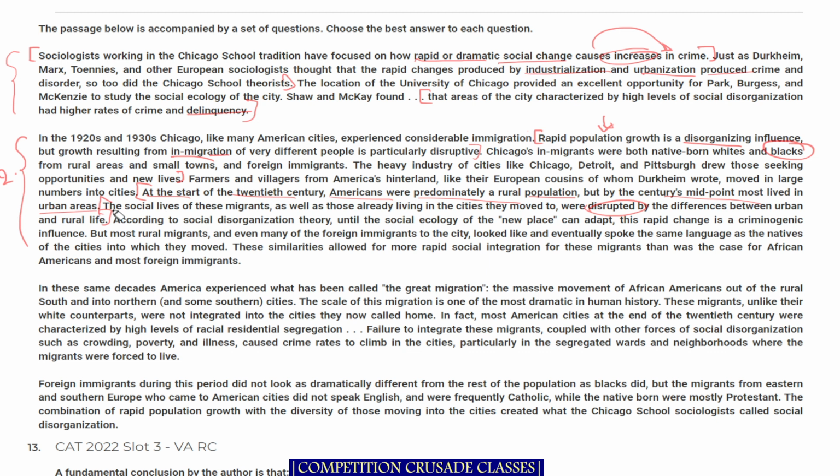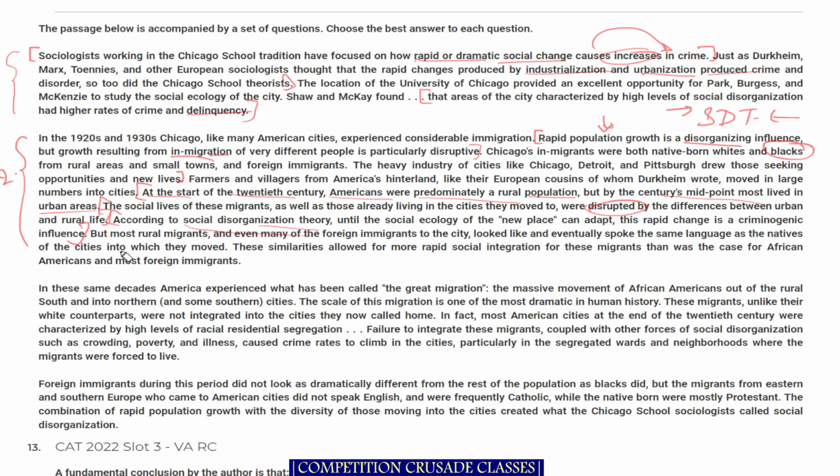According to social disorganization theory, and please understand, you can call it SDT if you want to, a sort of shorthand, until the social ecology of the new place can adapt, this rapid change is a criminogenic influence. Unless and until these people can relate to the change, there is a criminogenic influence. So there can be an influence of crime. There can possibly be people who get affected by crimes due to the mismatch, the disorganization.